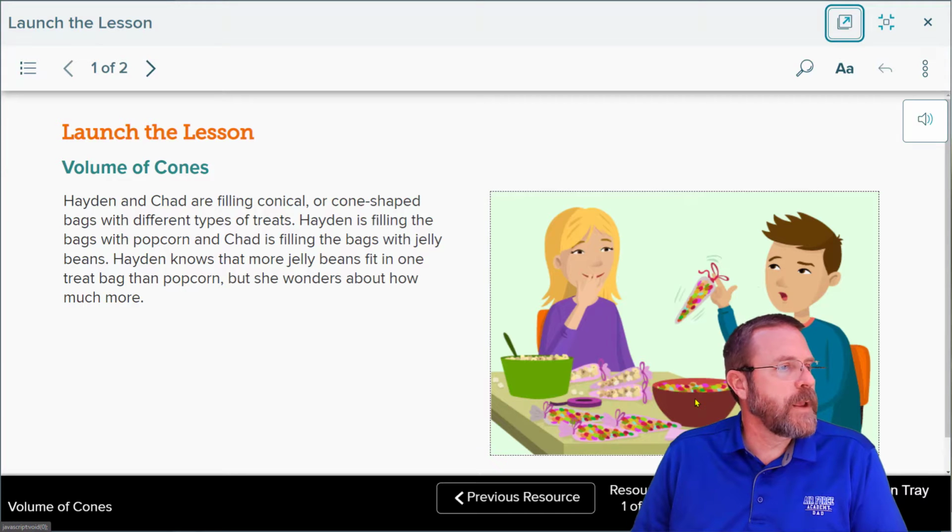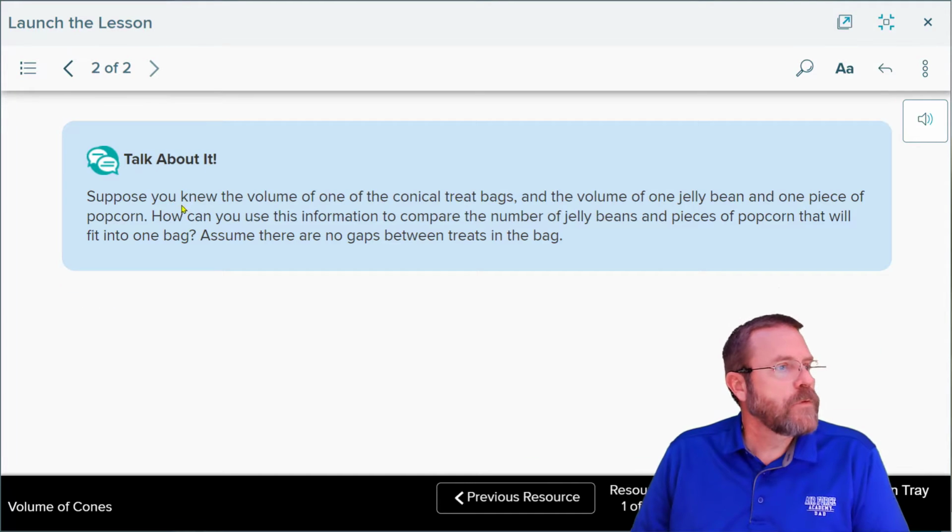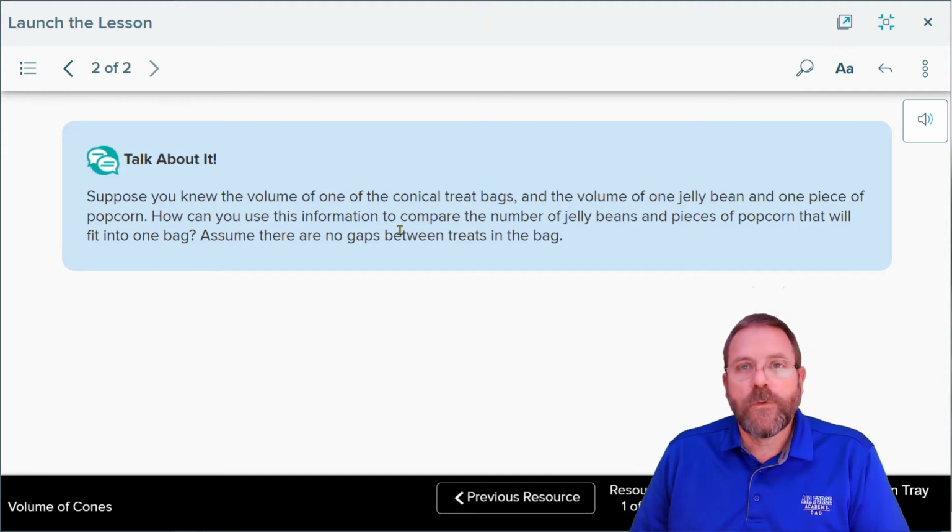Hayden is filling the bags with popcorn, and Chad is filling the bag with jelly beans. Hayden knows that more jelly beans fit into one treat bag than the popcorn, but she wonders how much more. Suppose you knew the volume of one of the conical treat bags and the volume of one jelly bean and one piece of popcorn. How can you use this information to compare the number of jelly beans and the number of pieces of popcorn that will fit in a bag? Assuming, of course, there's no gaps between each of the treats.